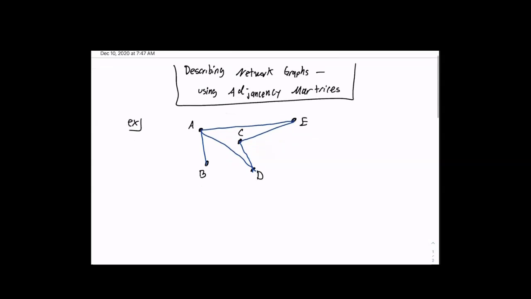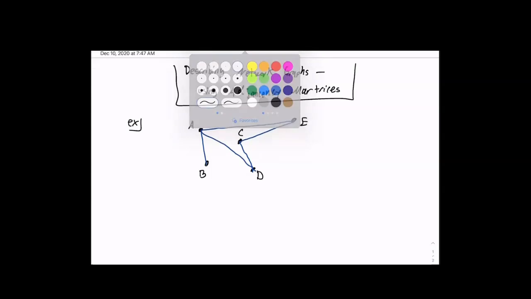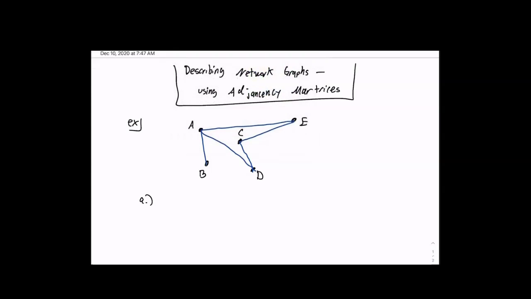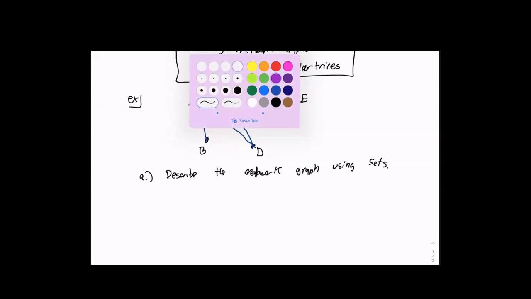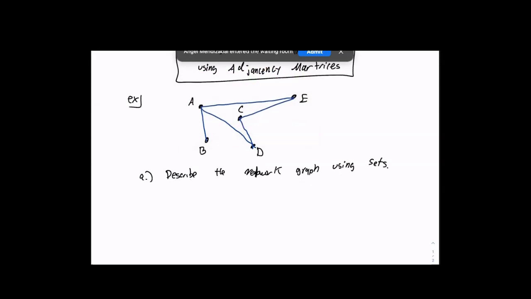So in question A, we're going to describe the network graph using sets. Can I get somebody to help me out with this one? Review from last night.